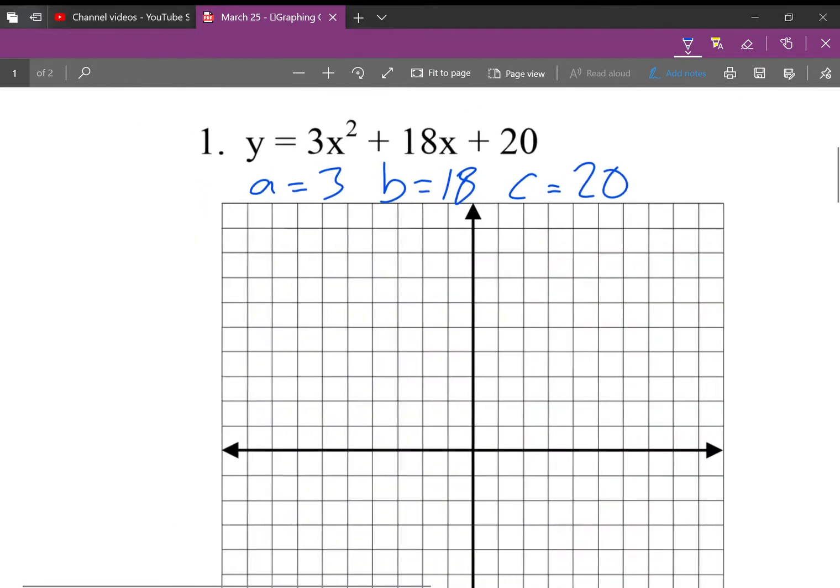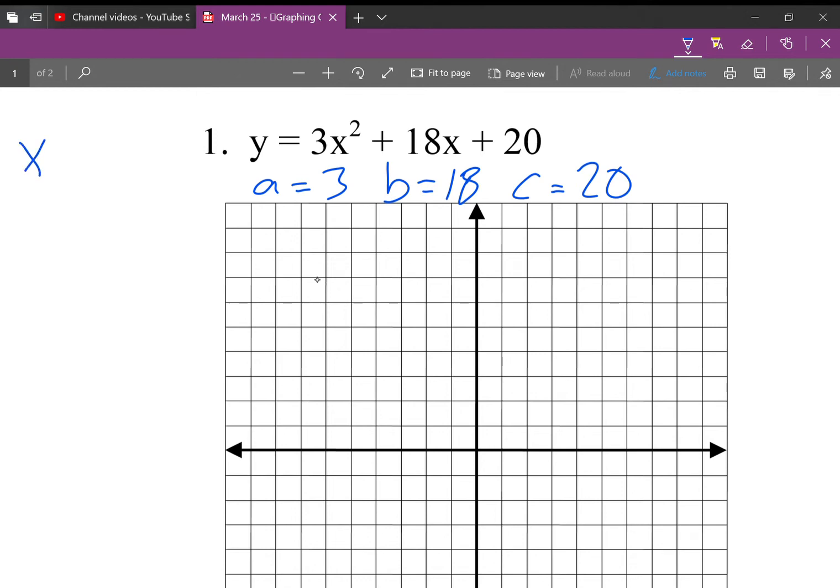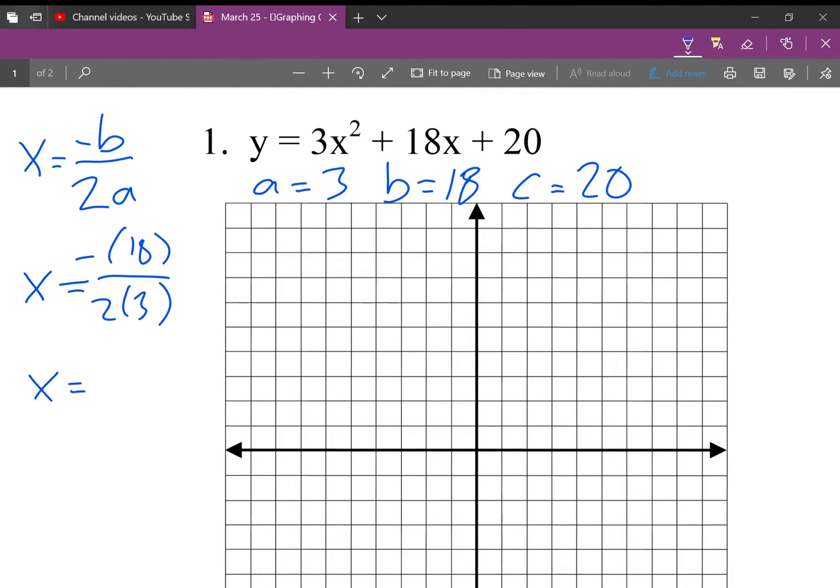I'm going to do the axis of symmetry on the side over here because I know I'm going to need my space on the right-hand side later. Axis of symmetry is negative b over 2a, and if I haven't said this yet, at this point you should hopefully have that memorized. It will not be given to you on the next test. I'm going to plug in b is 18, so negative 18 over 2 times a, which is 2 times 3. Negative 18 over 6, and that simplifies to negative 3. So that's the first part of finding my vertex.